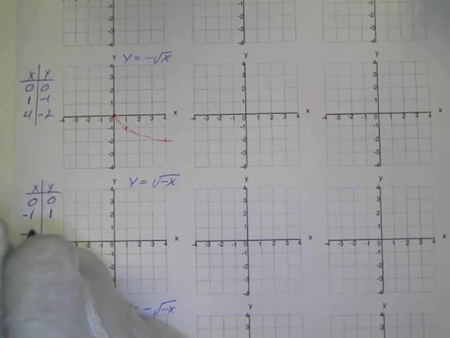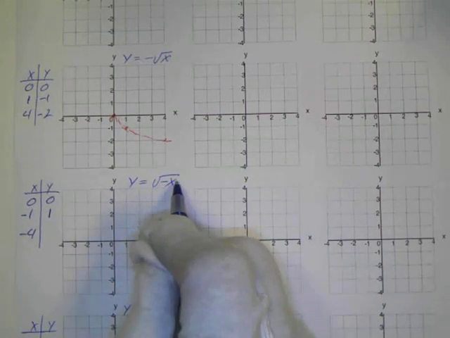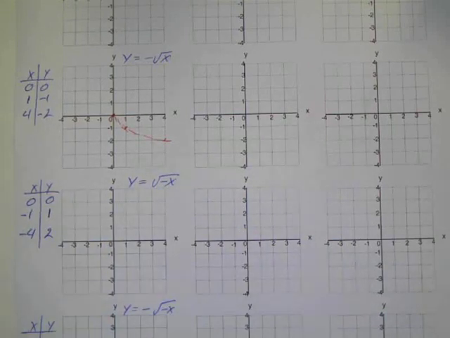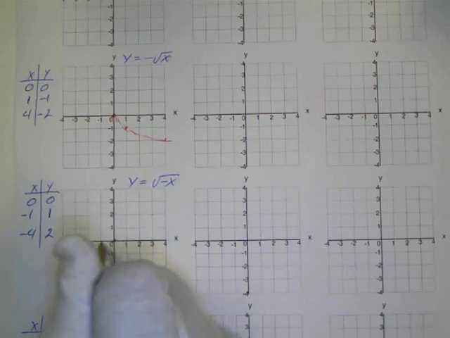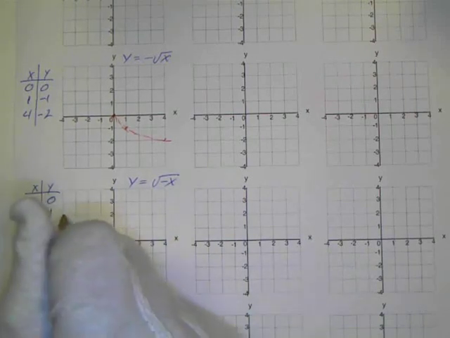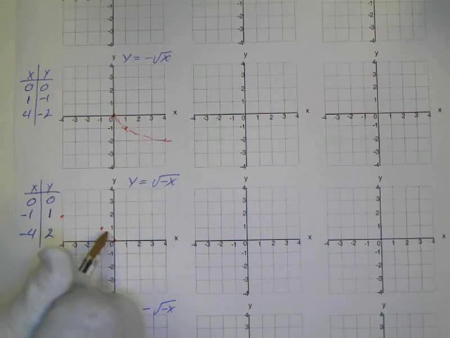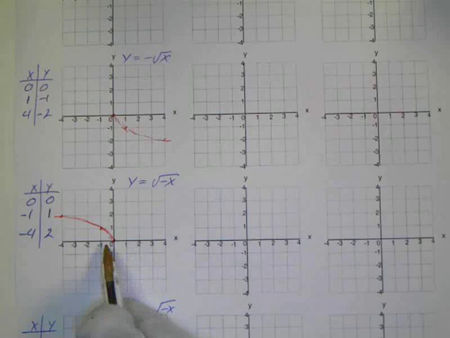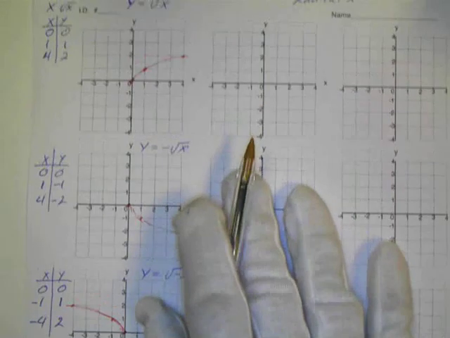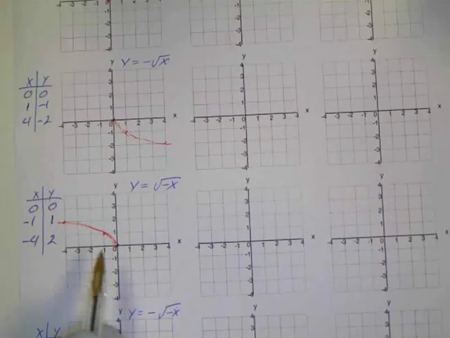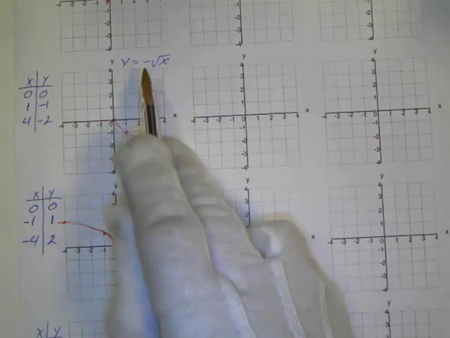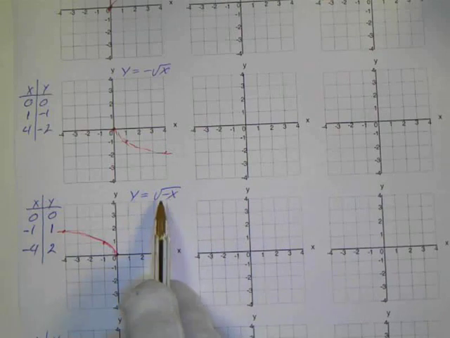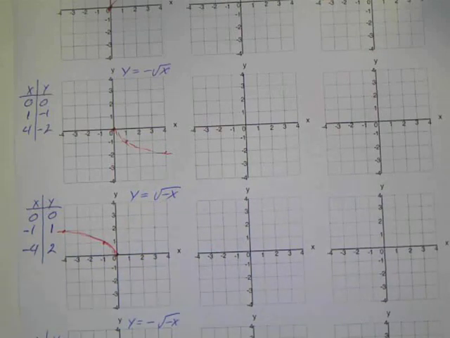And then when x is negative 4, negative negative 4 is positive 4, and I can take the square root of a positive 4, and that's 2. So when we graph these points, 0, 0, negative 1, 1, and negative 4, 2, this is what we get. So you see now we've kind of reflected our first graph up here, we've kind of reflected it about the y-axis. So when we have a negative sign in front, we reflect it about the x-axis. And if we have a negative sign inside, we reflect it about the y-axis.